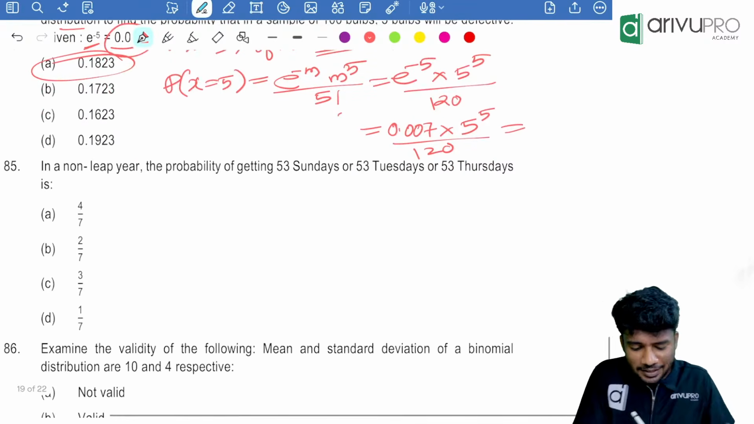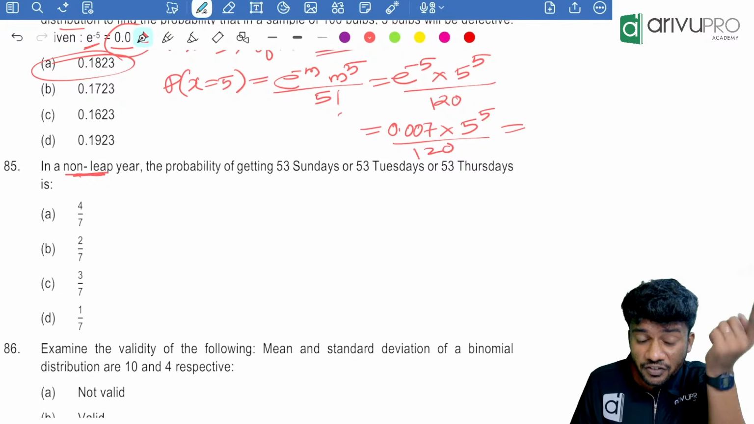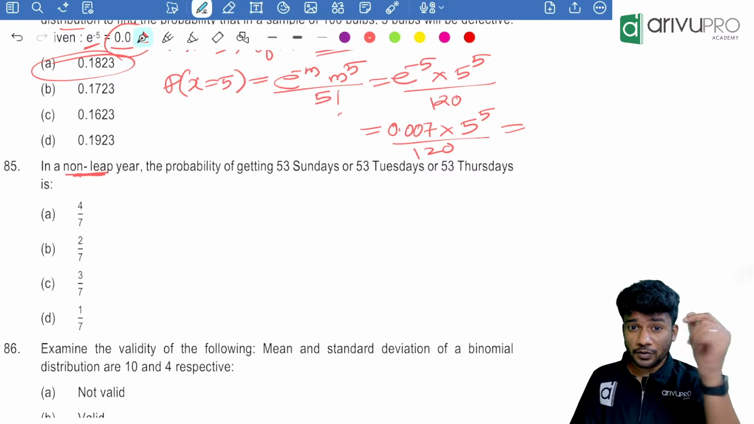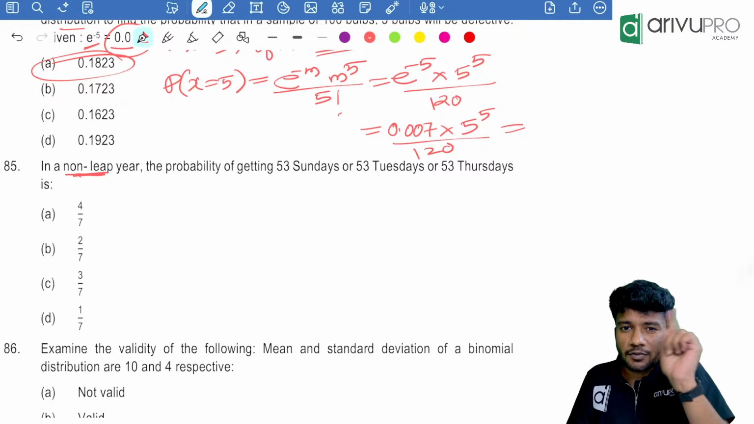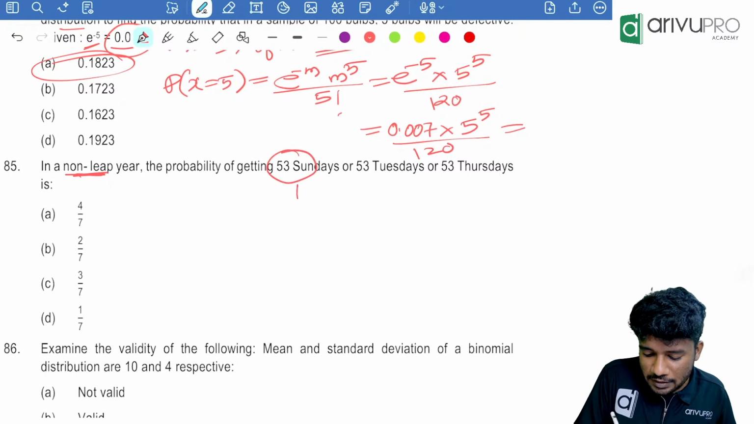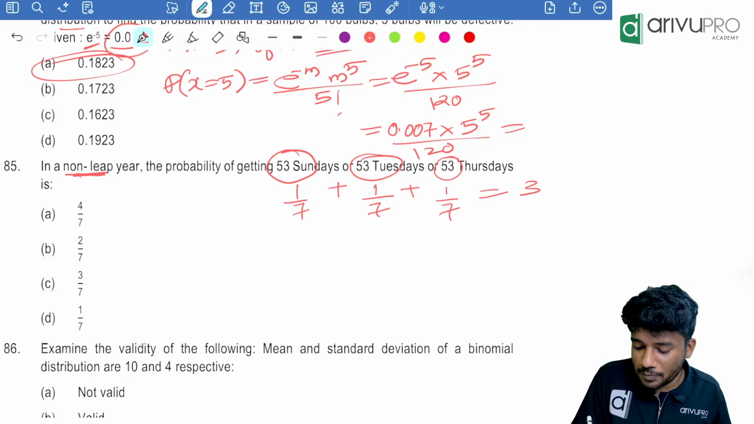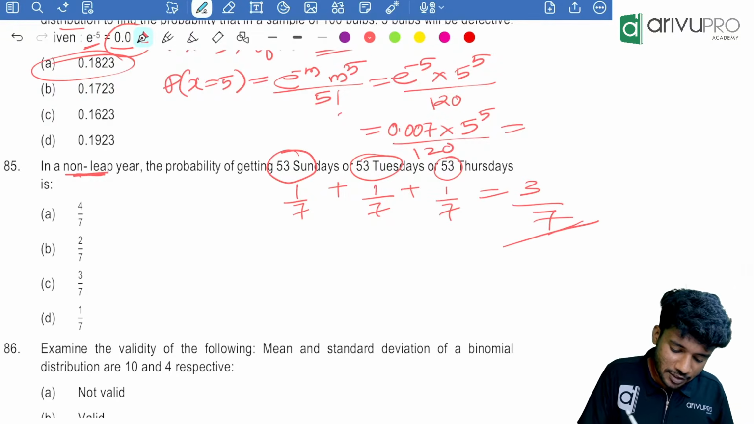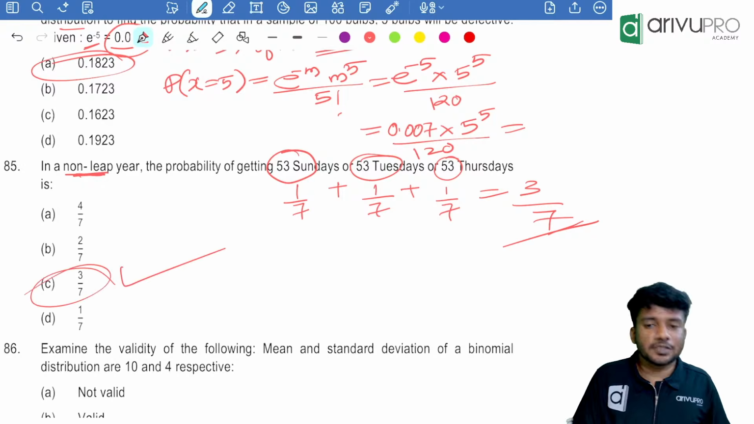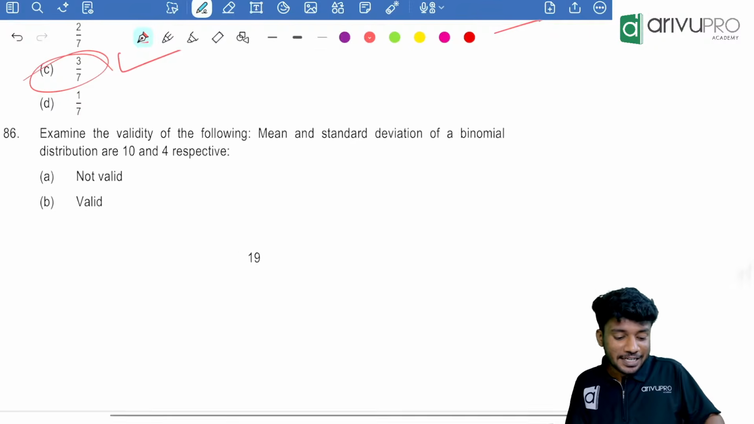Next one, another easy question. Non-leap year. Non-leap year means how many days are there? 365 days are there. So in 52 weeks, 1 remaining day will be there. Keep it in your mind. Probability of getting 53 Sundays: how much? 1 by 7. Or means plus. 53 Tuesdays, 1 by 7. 53 Thursdays, 1 by 7. So the answer will be how much? 3 by 7. Which option is the answer? Option C is the answer. I hope you got it. Yes, Sriram. Good. Next one.